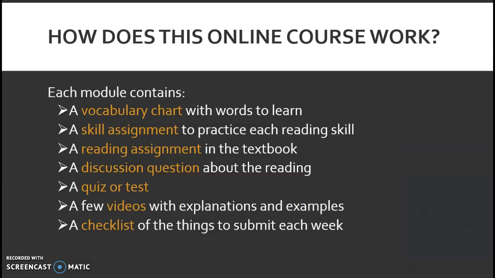So each week, a module will open for you. And right now you're going to find module 0 and module 1. They're open. Inside each module, you're going to find a vocabulary chart, usually about 10 words a week that you need to learn. You're going to find an assignment that has to do with a reading skill. And these reading skills come from the book. You'll see some practice in the book, and I'll give you an assignment to turn in on Canvas.